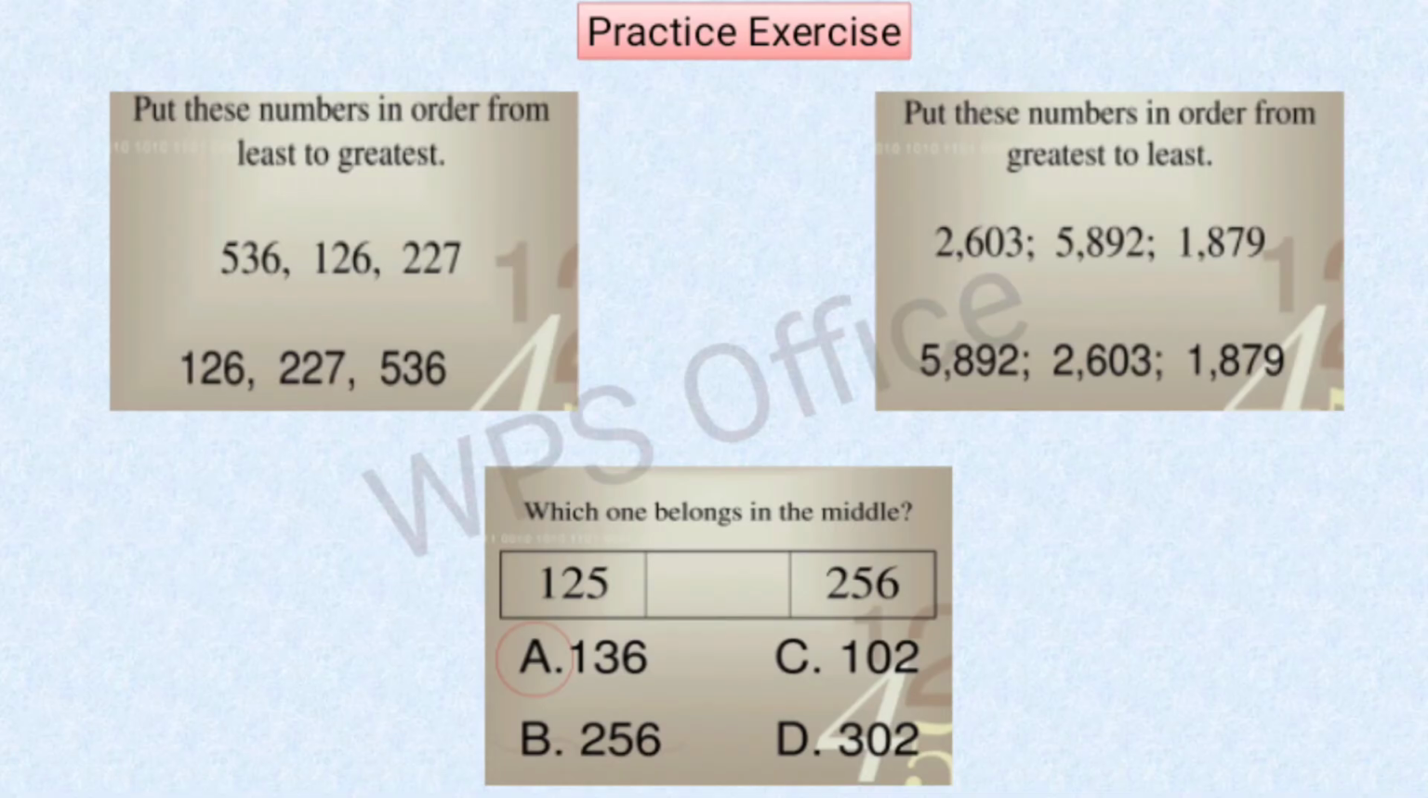Here is some practice exercise for you all. Put these numbers in order from least to greatest. 536, 126, and 227.